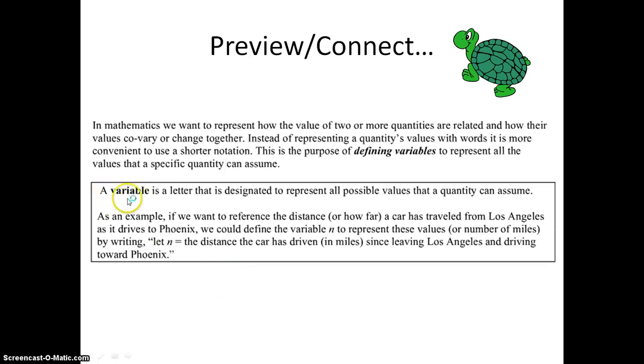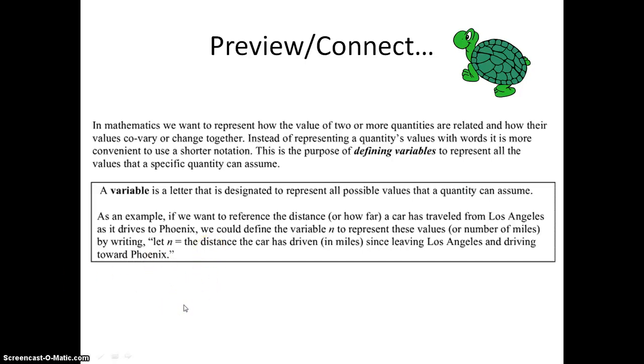So a variable is going to be a letter. It could be a Greek letter in other classes, but it's going to be a letter that is designated to represent all possible values that a quantity can assume. For example, if we want to reference the distance that a car has traveled, let's say from Los Angeles to Phoenix, we could define a variable n to represent those values, or the number of miles. And if we were writing this down, we would write maybe: let n equal the distance the car has driven in miles since leaving Los Angeles and driving towards Phoenix.